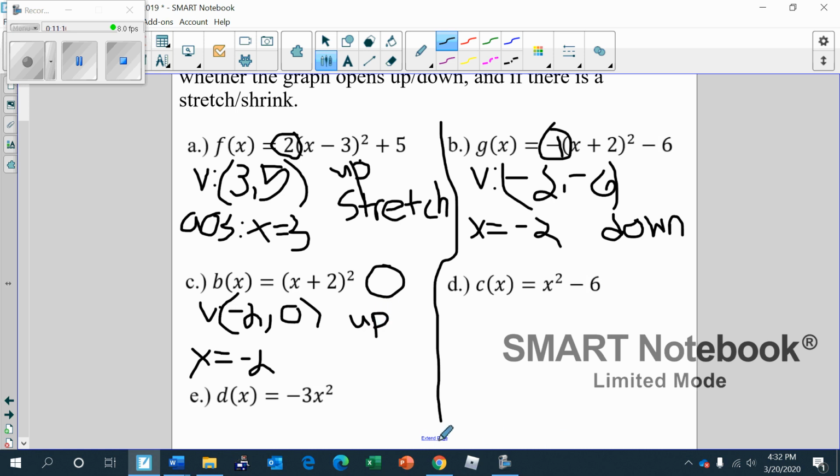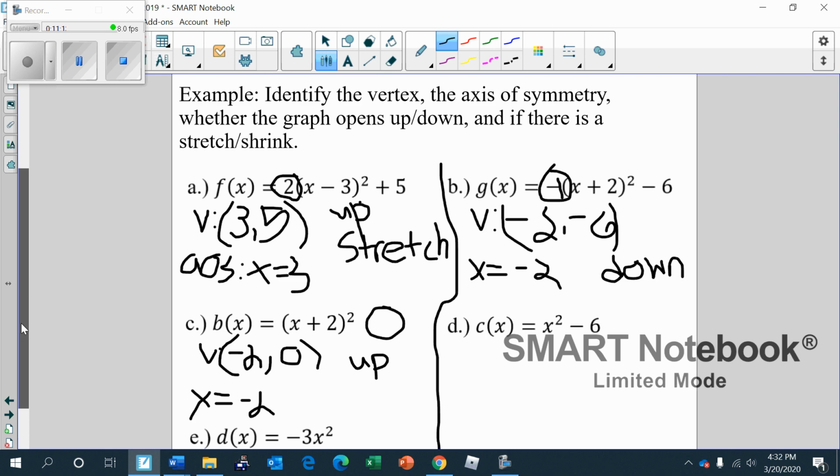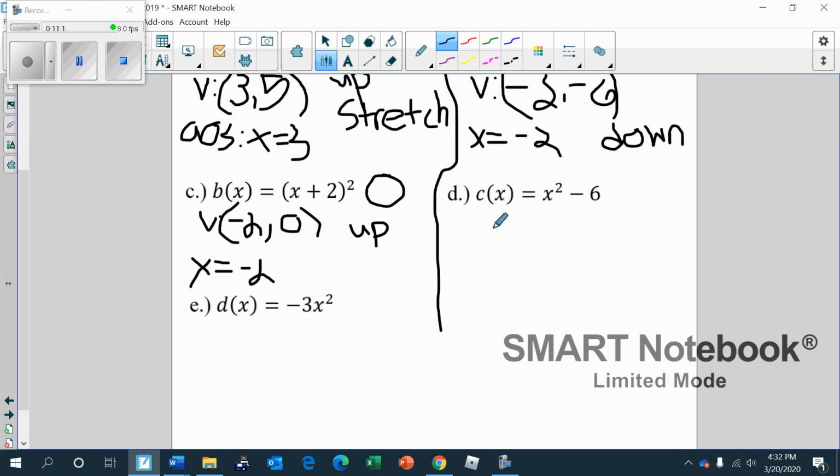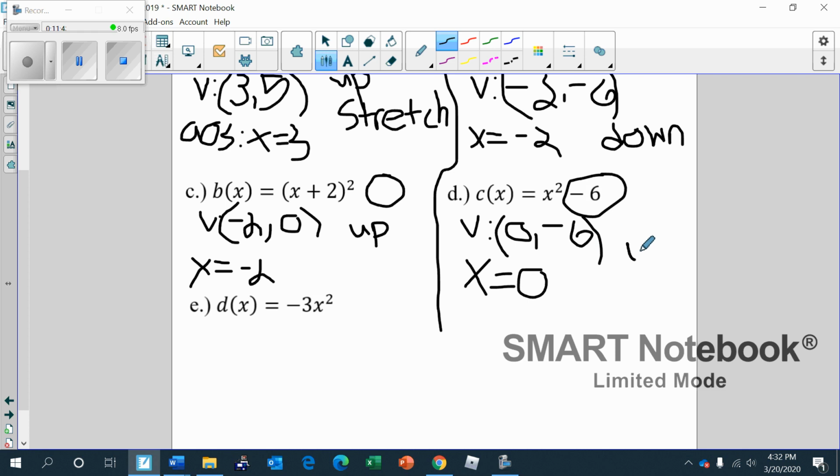Okay, I'm going to go down here. All right, I don't want this to be in your way, sorry. Do you see now there's no parentheses? So what that means is the x value is now 0 because nothing is specifically being added. There's no parentheses, so there is no x value there. So it's 0, in other words. And then what's being added or subtracted is this -6, so that's your vertex. Your axis of symmetry seems kind of weird, but it's still x equals 0, still a number. It opens up because there is no negative in front of the x squared, and still no stretch or shrink.